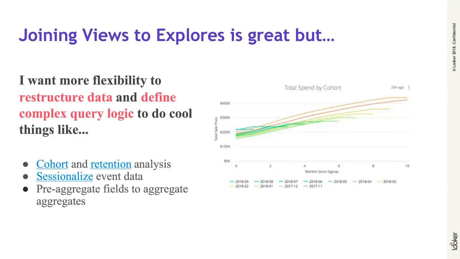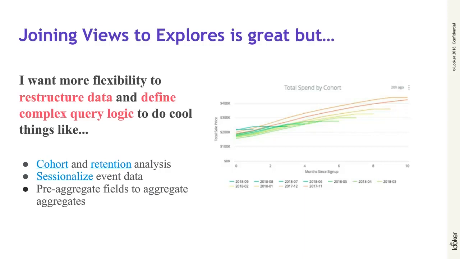Some examples of this type of analysis that often require some advanced table building include cohort and retention analysis, and sessionalizing event data. So you're looking at event data, and I need to pre-aggregate that data to be able to do analysis for the users, where the events are coming from. And the last item, pre-aggregating. So how do I do this inside of Looker if I can't accomplish it through a simple join?